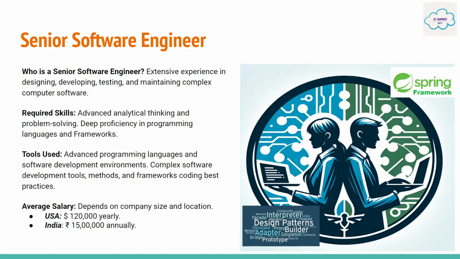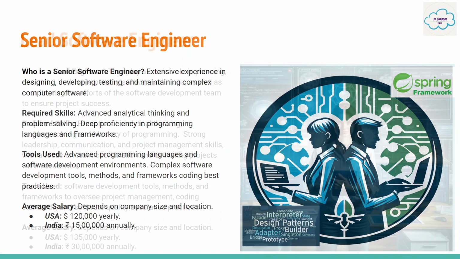The average salary for senior software engineers depends on company size and location. It's around $120,000 in the USA, and in India around 15 lakh rupees annually.